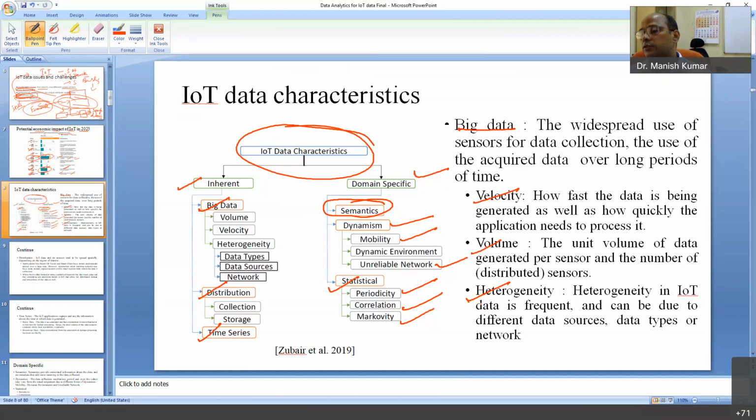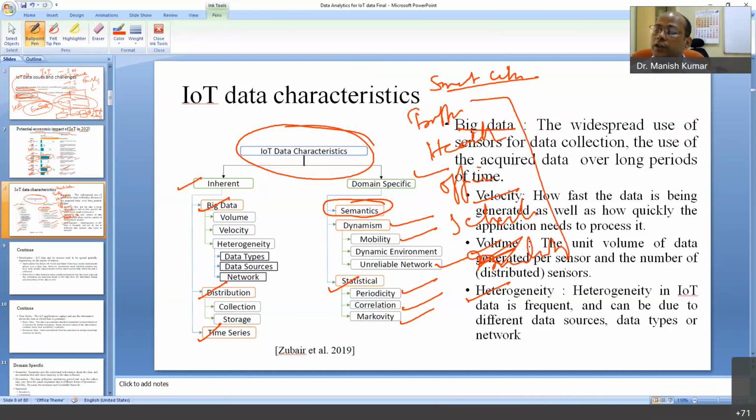Heterogeneity is something which is an integral part of the IoT, because when we talk about the integration of different domains, if I talk about smart cities, the moment I talk about smart cities, then traffic comes, health comes, offices, schools, industry come. So when we talk about any city, these are almost integral parts of all cities.